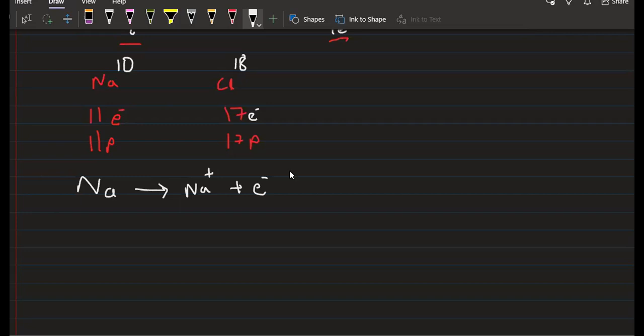So yeah, this is one equation. All of you understood this equation? Tell me. Everyone understood this equation? Yes or no? So I can say that sodium will lose an electron. Now what about chlorine? Just think about it. Chlorine will accept an electron. Yes or no?